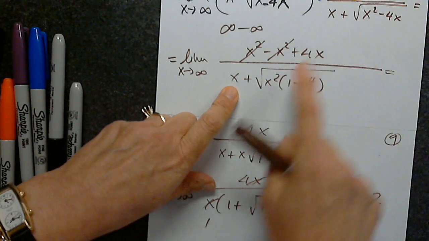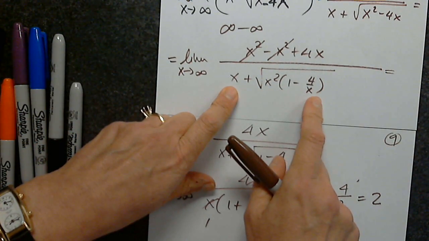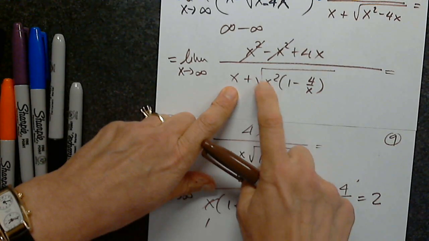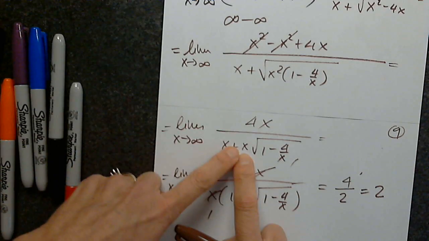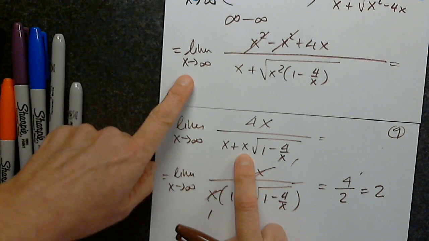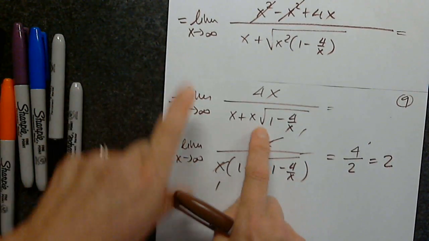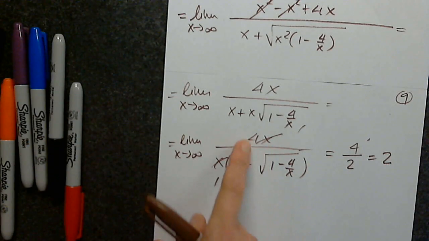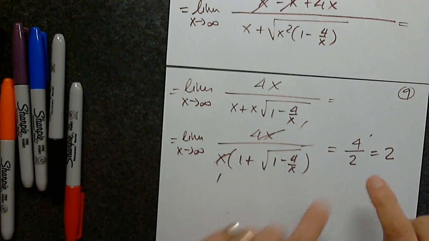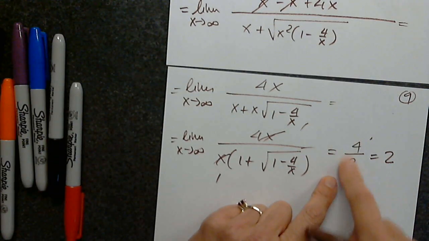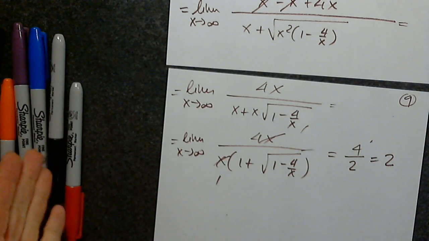so I factor out x squared, and I have 1 minus 4 over x. Then I have the square root of x squared, which is x. Because x approaches infinity, I cannot change this to negative. It has to be positive. And then I factor out x to simplify it, and I got 4 at the top and 2 at the bottom. Notice that the limit operator disappeared right at the last stage when x goes away.